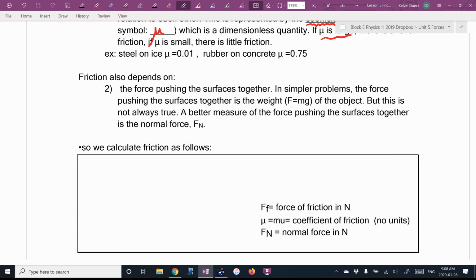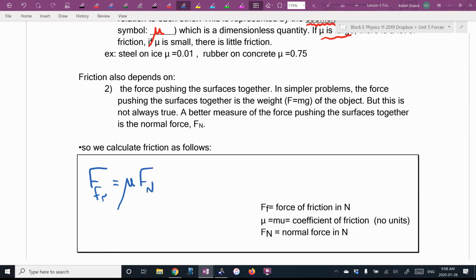Here it is, your last equation of the unit. Friction is equal to mu times the normal force. You'll probably end up memorizing that one because you get sick of looking it up, but it is on your sheet.